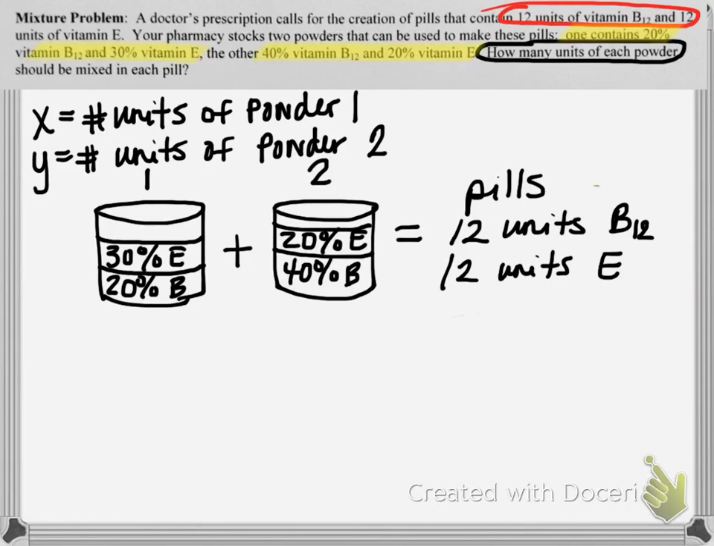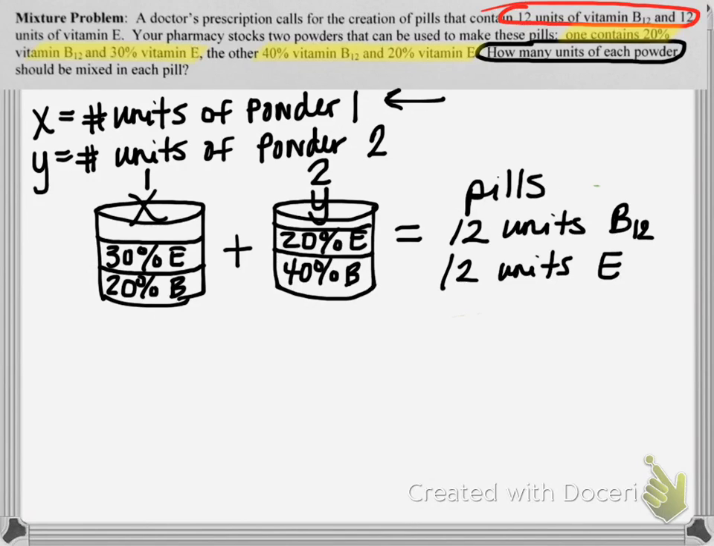And then we want to mark how much we actually have inside the canister total. How many units do we have of powder 1? That's our unknown. X is the number of units, so I'll put X on top. This represents how much I have sitting in the canister total. I have X units of powder 1, and I have Y units of powder 2. So now we're ready to set up our system of equations.